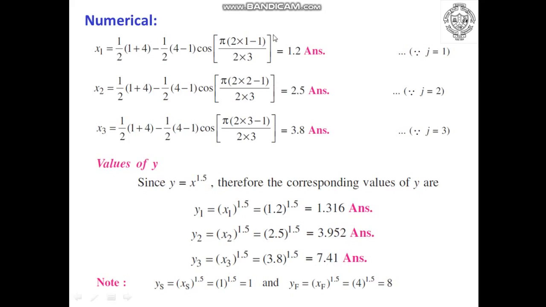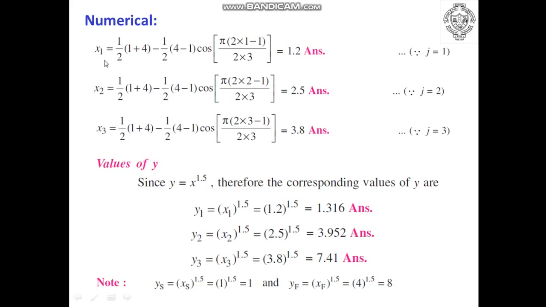7.41. So you have to note one point again, that ys can be calculated by considering the value of xs, that is 1 raised to 1.5, and the answer is 1, whereas the value of yf is also calculated by considering the value of xf, which is nothing but 4, so 4 raised to 1.5 is 8. So again here also if you check, the values of y1, y2 and y3 fall between ys and yf. If you are getting the value of y1, y2 and y3, any of these values less than 1 or more than 8, assume that your answer is wrong.